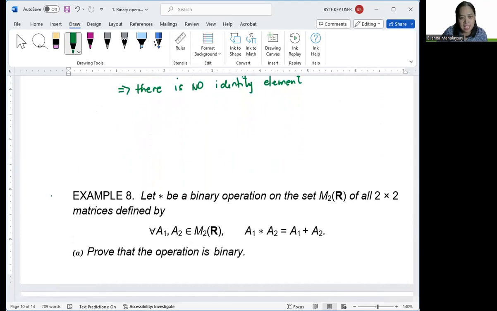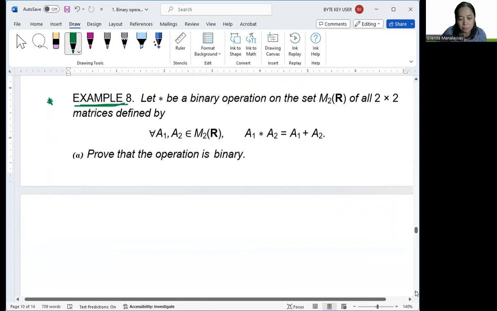So for this example, nakalagay dito example, but I will consider this as an exercise. The operation star is defined to be addition of two 2x2 matrices, any 2x2 matrices, and I think you can answer this. This is part of your activity. I consider this an assignment.